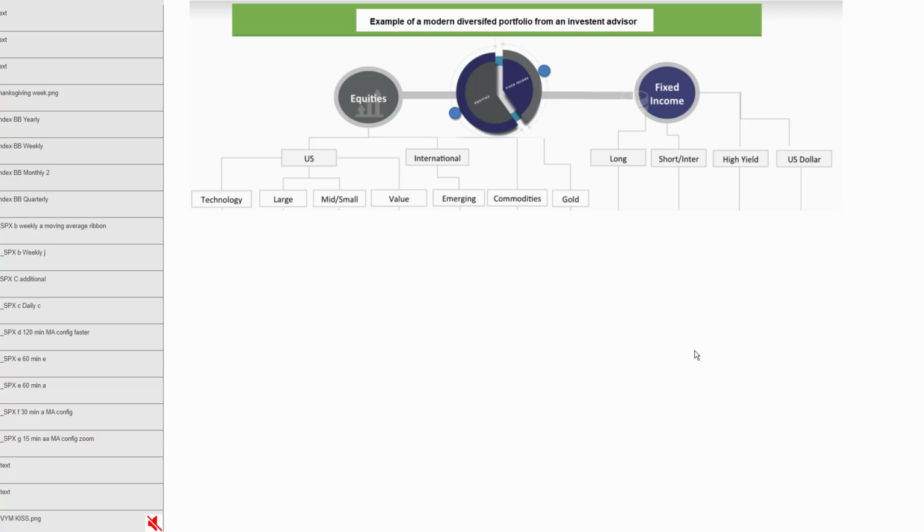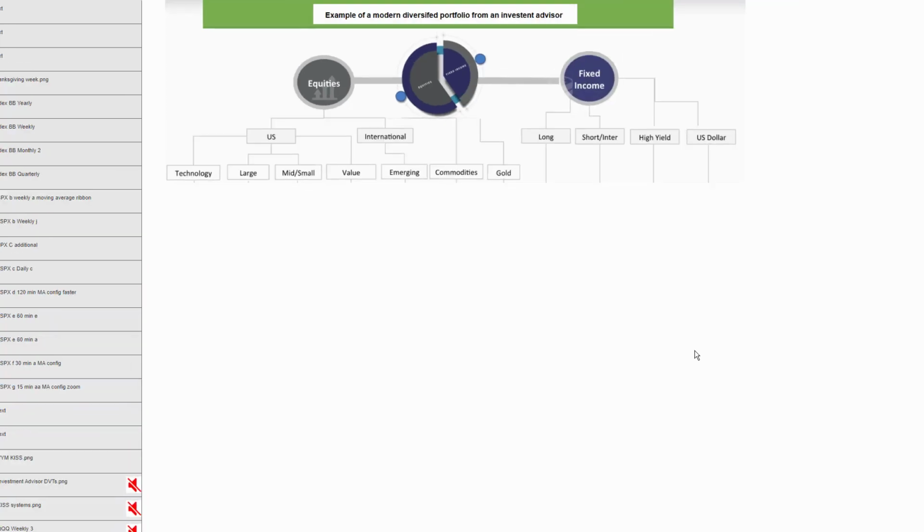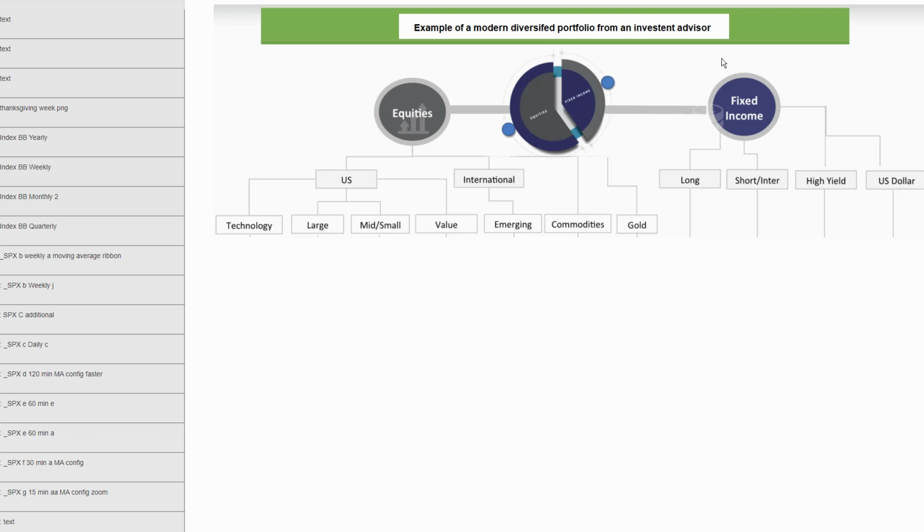Next, image number 21. What this shows you is an example of a modern diversified portfolio from an investment advisor. If you go to your standard investment advisor around your town, the A.G. Edwards, whatever, even the independents, they'll take your money based on your age and risk tolerance. They'll divvy it up into 8 or 10 different asset classes: equities, fixed income, such as large cap, technology, mid cap, value, emerging markets, commodities, various bonds, etc.